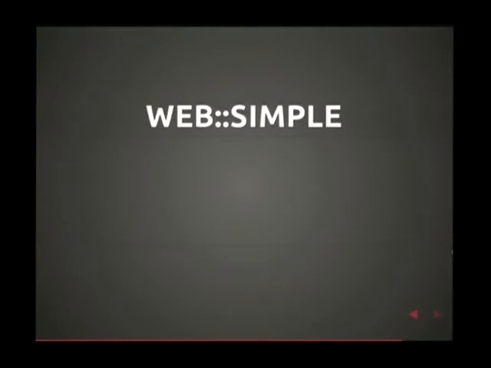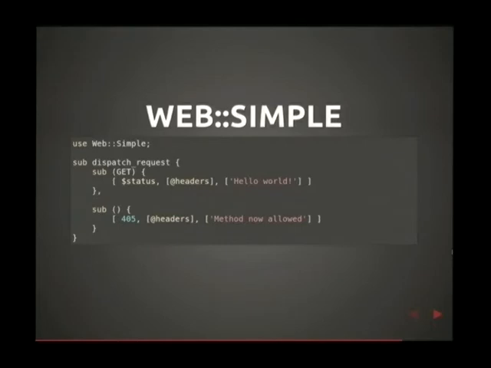I wanted to give an example with WebSimple. This is how your app looks in WebSimple. Dispatch request, and then you get a sub, and you decide to get, and then you return the PSGI response itself. WebSimple says, we're going to stay simple, so we're just going to make you return the stuff back. When you run with the insert the template keyword, it generates not just content, but the entire response properly in PSGI, so you can do this. There's a regular sub, which will be the default, and that will return 405 for method not allowed, whatever.